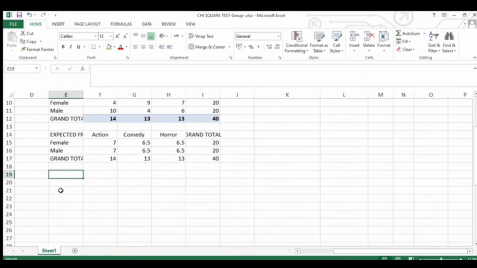After we have done with the expected frequency table, you have to develop the same table for the chi-square. So you have the same data for chi-square, which is action, comedy, horror, grand total, female and male, and also grand total.